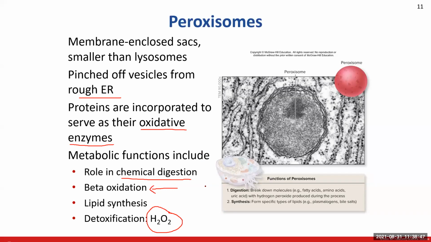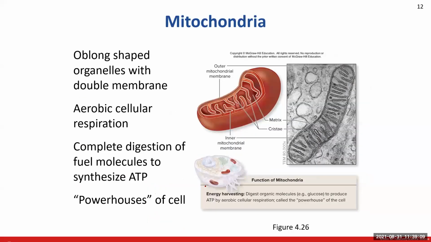So in these peroxisomes, you'll have that hydrogen peroxide, and it will help with breaking down certain molecules. So peroxisomes, their main function is digestion, so breaking some things down, while at the same time, they help with the synthesis of other types of macromolecules, pretty much the lipids.